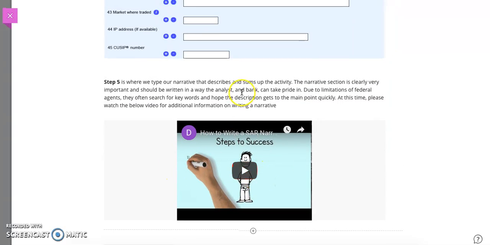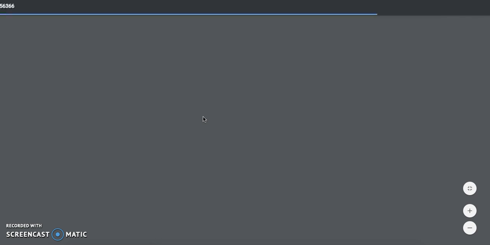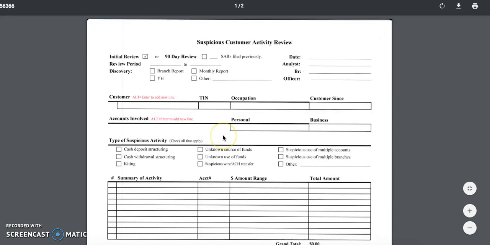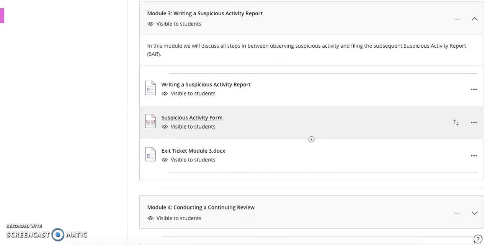Here's another video discussing the narrative. The narrative is within the SAR, and it pretty much sums up all the suspicious activity you're reporting on. It's a pretty important part of the SAR. As mentioned, I have the suspicious activity form. This is an internal document that we use at the bank prior to writing a SAR. And here's my exit ticket.